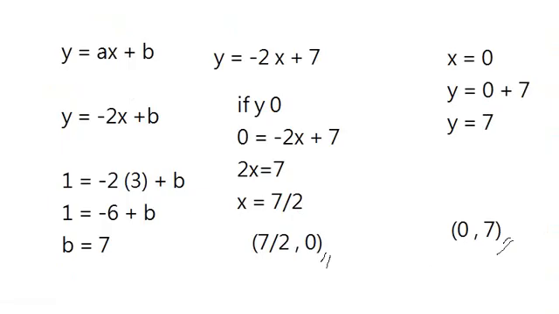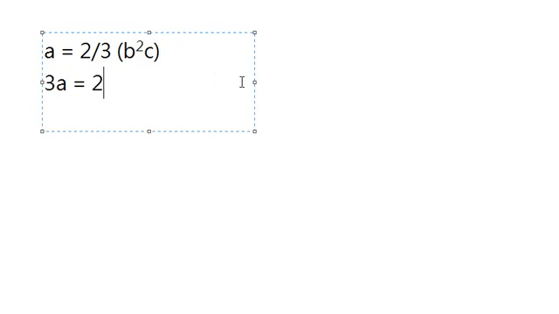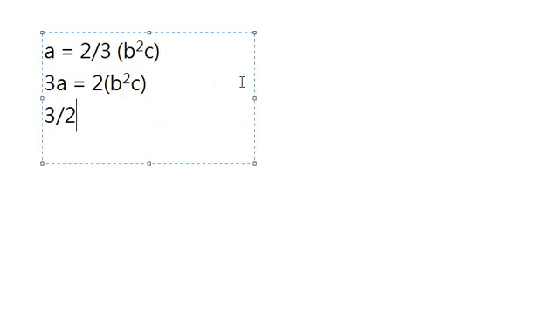So I'll type it out. A is equal to 2 over 3 b squared c. If I'm right about it, A equals 2 over 3 b squared c. Yes, that's right. So first, multiply both sides by 3. So 3a is equal to 2b squared c. And now divide both sides by 2, so you get 3 over 2, or 1.5a.